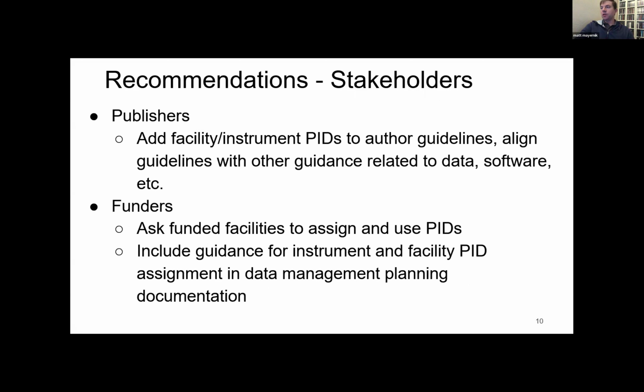We have a couple of specific stakeholder recommendations. These should be pretty non-controversial. I would say publishers should add facility and instrument PIDs to author guidelines and align those with other guidance related to data and software. Funders should ask funded facilities to assign and use PIDs. In the United States, this has not been the case, and we'll see where that goes in the near future. But also include guidance on instrument and facility PID assignment in data management planning documentation. So if there are data management plan requirements for research proposals, those should include some instructions on facility and instrument PID assignment or citation.